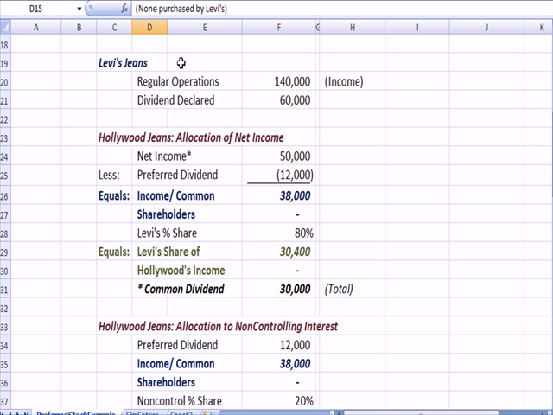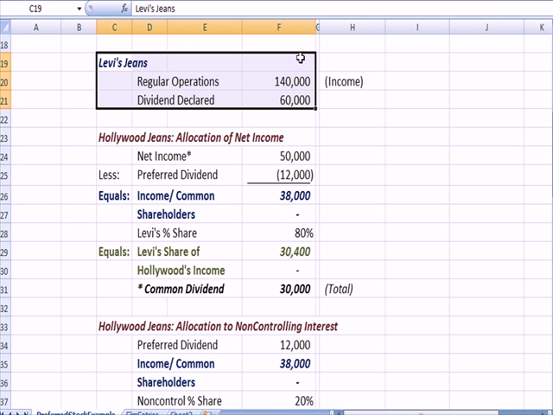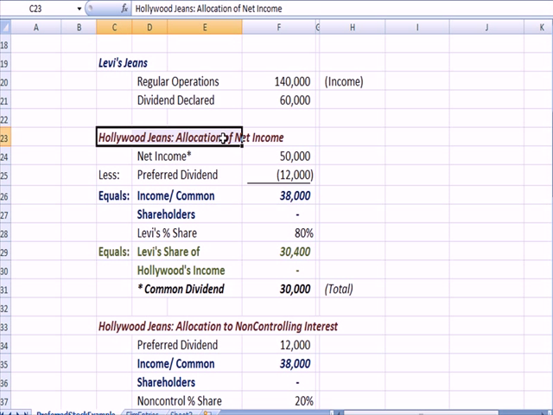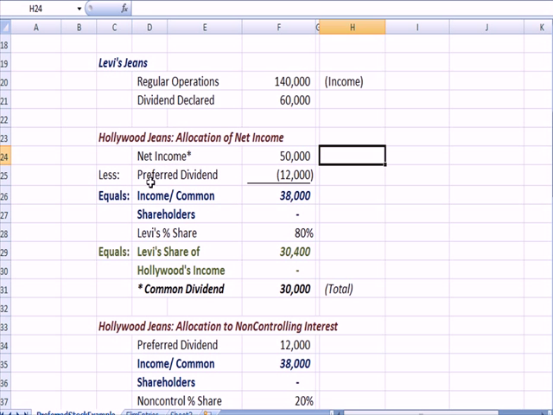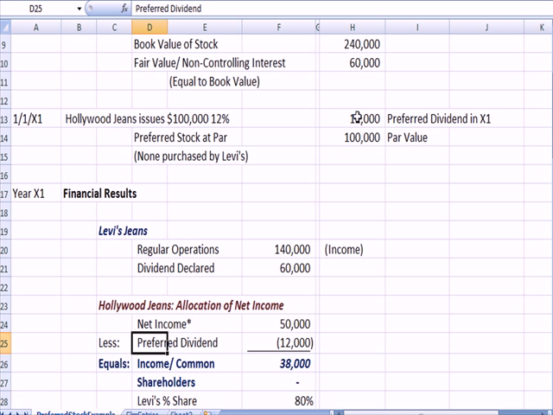We have some financial results. Levi's has net income of $140,000 and a dividend declared of $60,000. So now the first step is to allocate Hollywood's net income between the parent and the non-controlling shareholder. So Hollywood has net income of $50,000, and we also say down here that they declare out of that $50,000 a common dividend of $30,000. We're going to subtract the preferred dividend that we figured out right here, 12% of $100,000, which means in blue what's left for common shareholders of the Hollywood net income is $38,000.